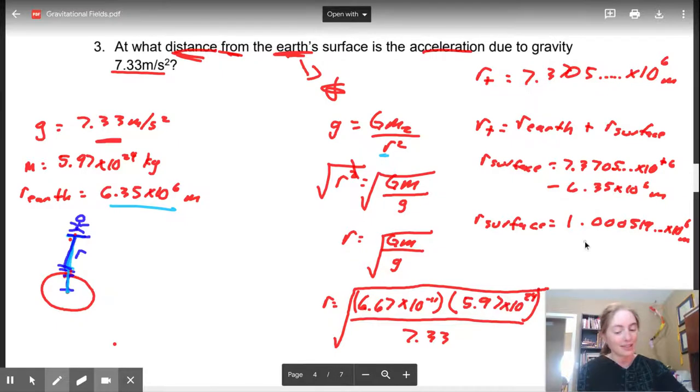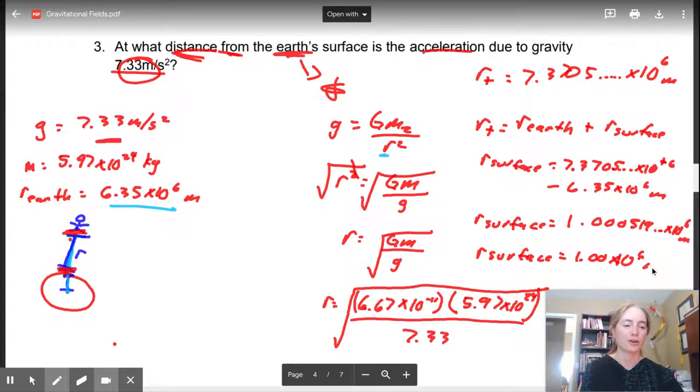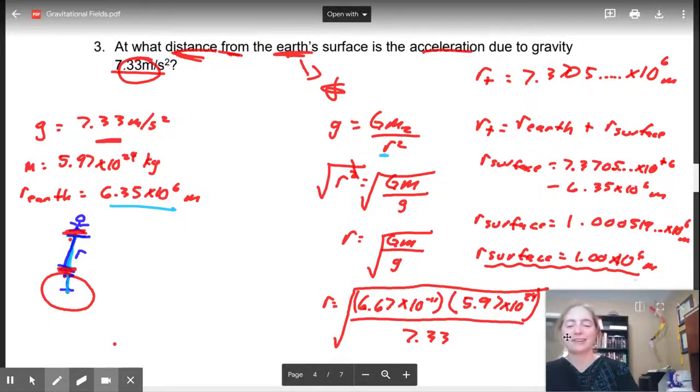Now, sig digs, units, I want 3, please. Our constants all have 3 sig digs. So the radius from the surface, so the distance from the surface of the Earth to where the dude is in space, is going to be 1.00 times 10 to the power of 6 meters. Sounds good, guys? All right. So, ladies and gentlemen, on to the next one.